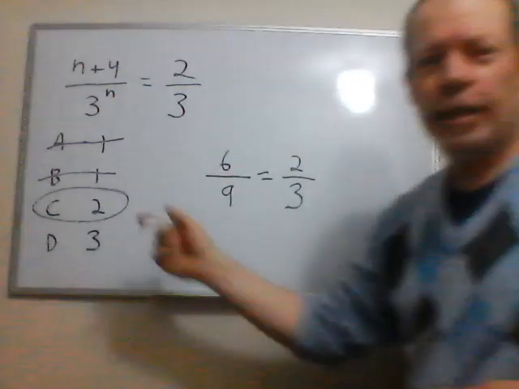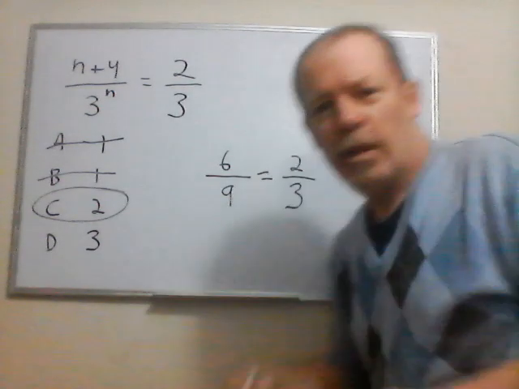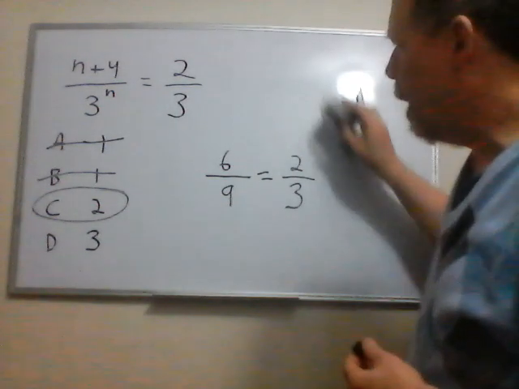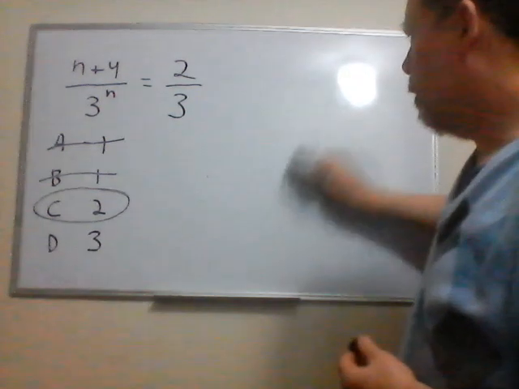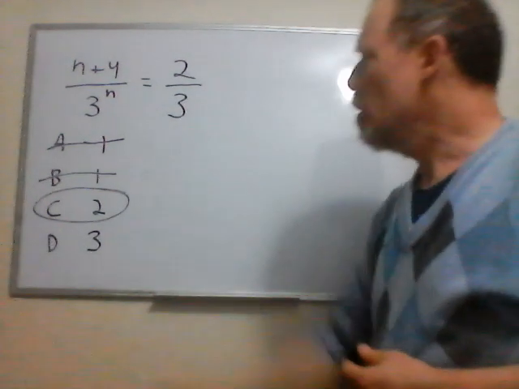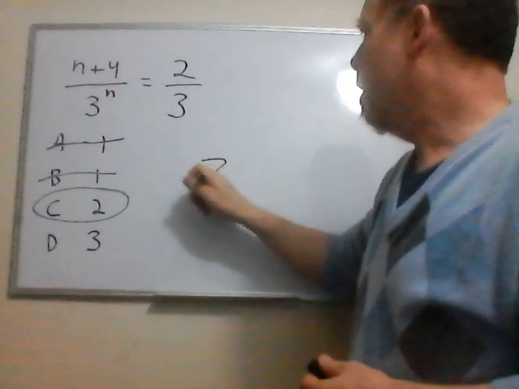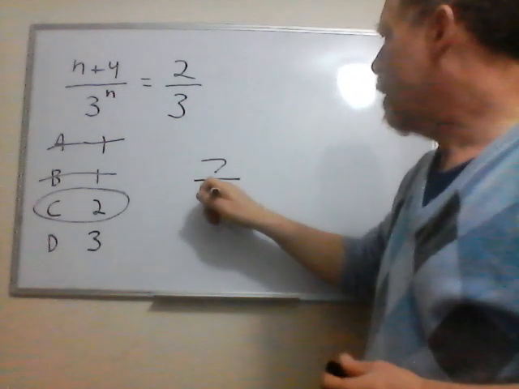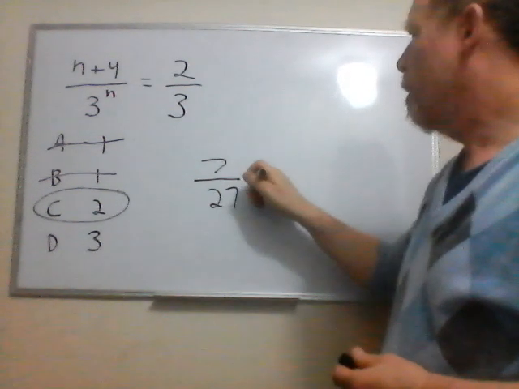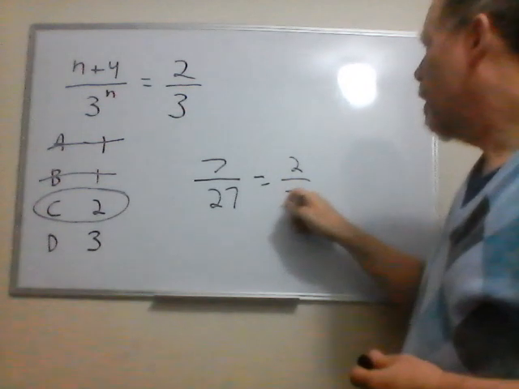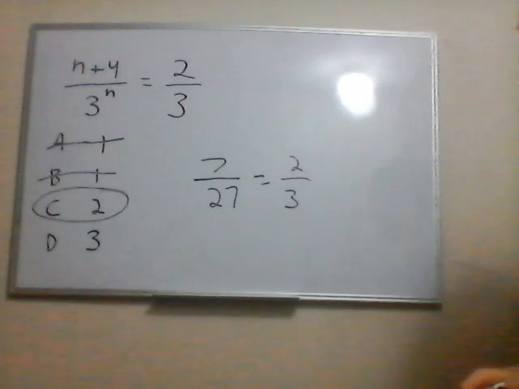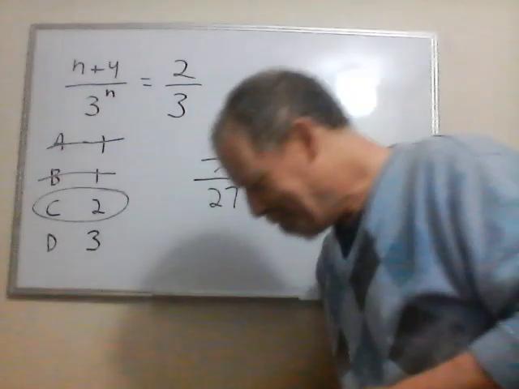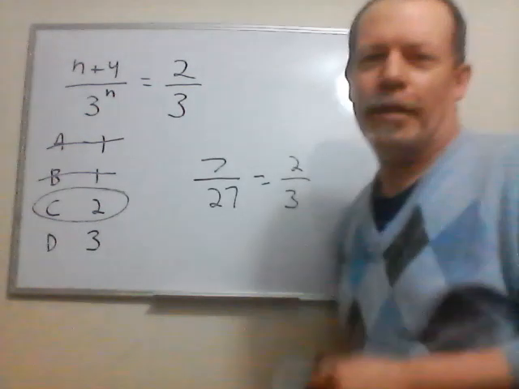You could check D, but I would say don't bother on the test unless there's actually some kind of doubt in your mind as to what you just did. It's going to become 7 over 27 equals 2 over 3. That probably is not correct. I'm not going to read it. I can see that it's not.